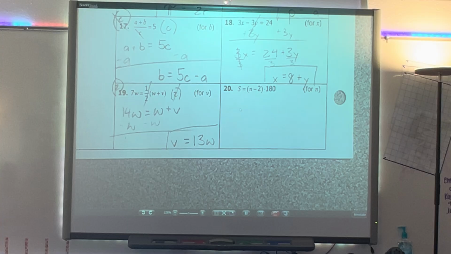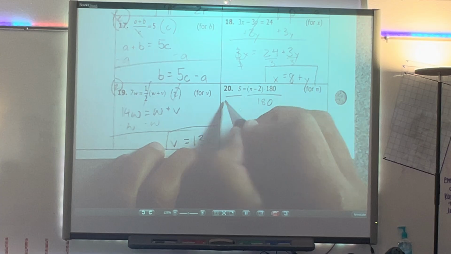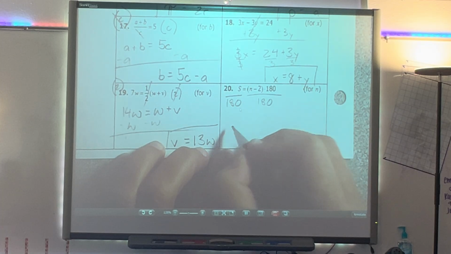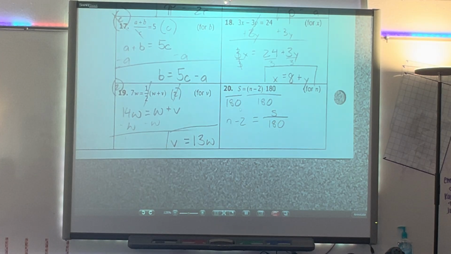I'm solving for N, and it's inside this parentheses, which is then multiplied times 180. So I can't do anything with that minus 2 because it's inside of parentheses. I gotta get rid of the 180 first, which means I need to do what with the 180? Divide both sides by 180. Okay, so I've got, are y'all okay if I write N minus 2 first? S over 180. Alright, so I got this.